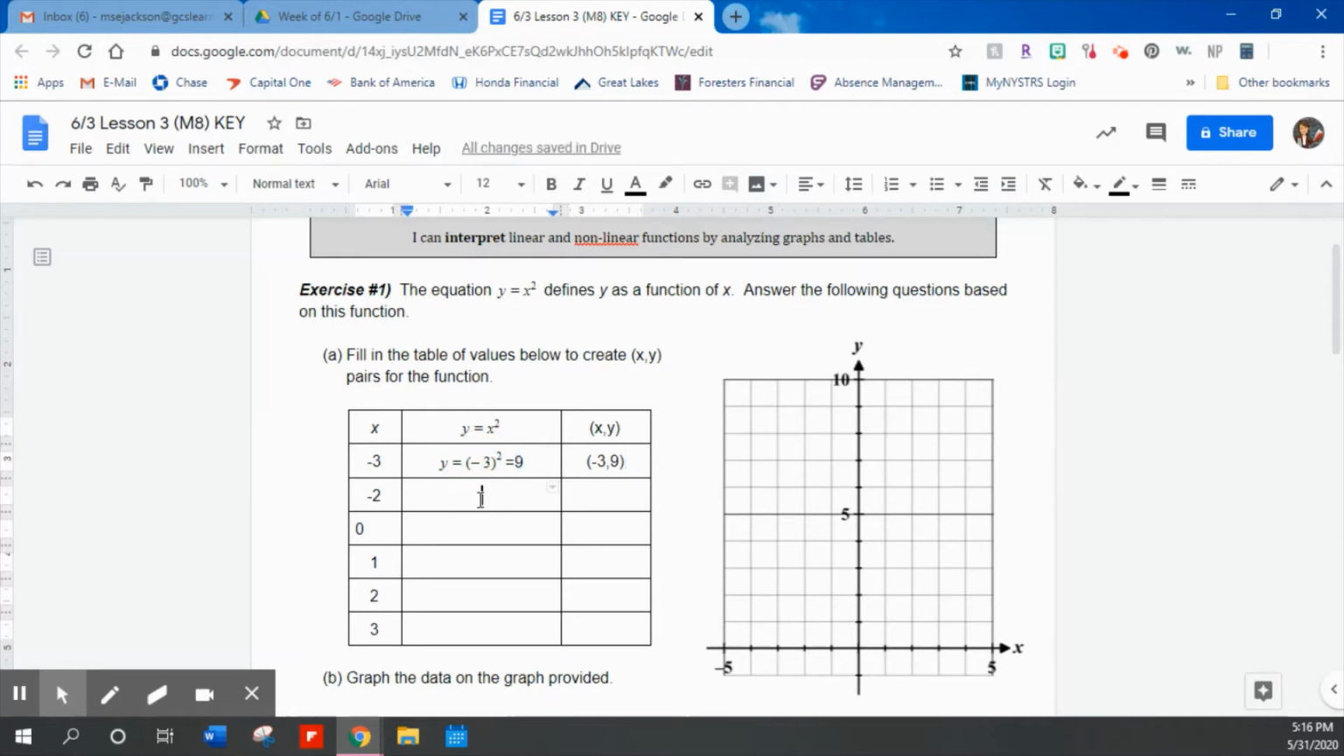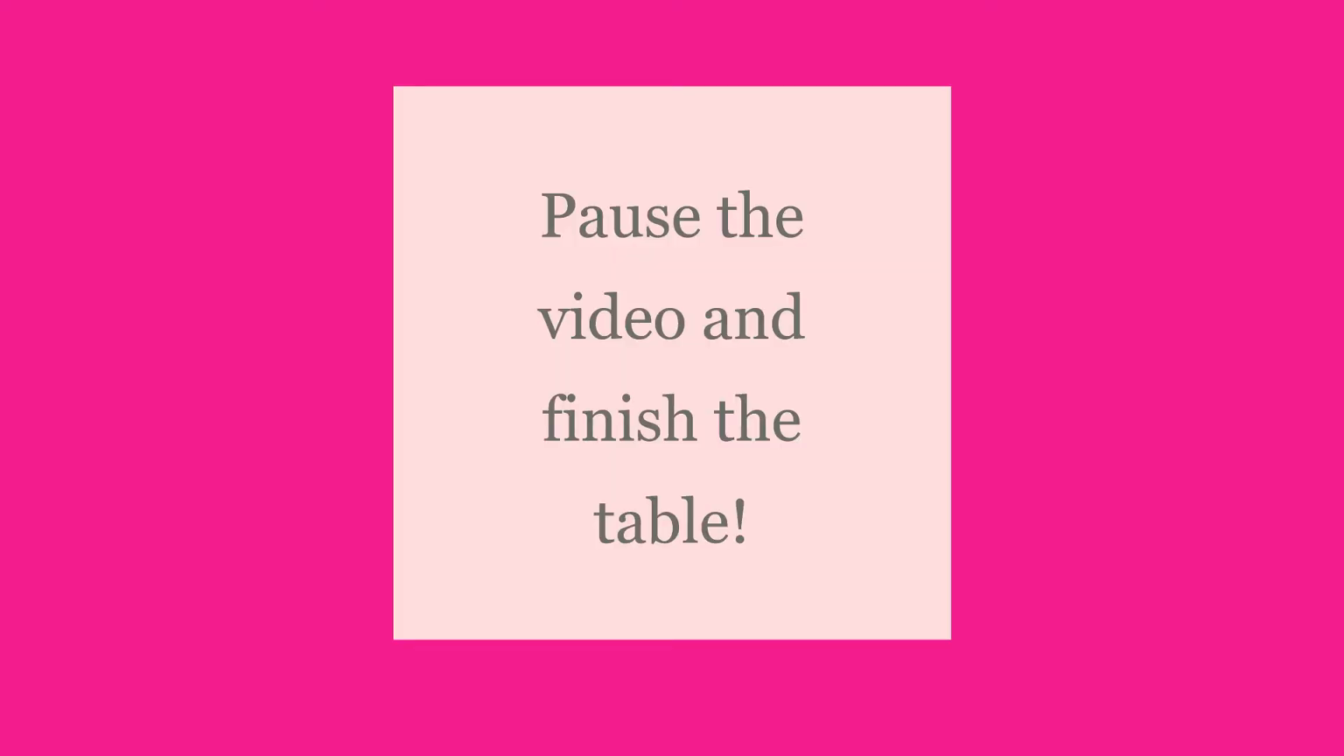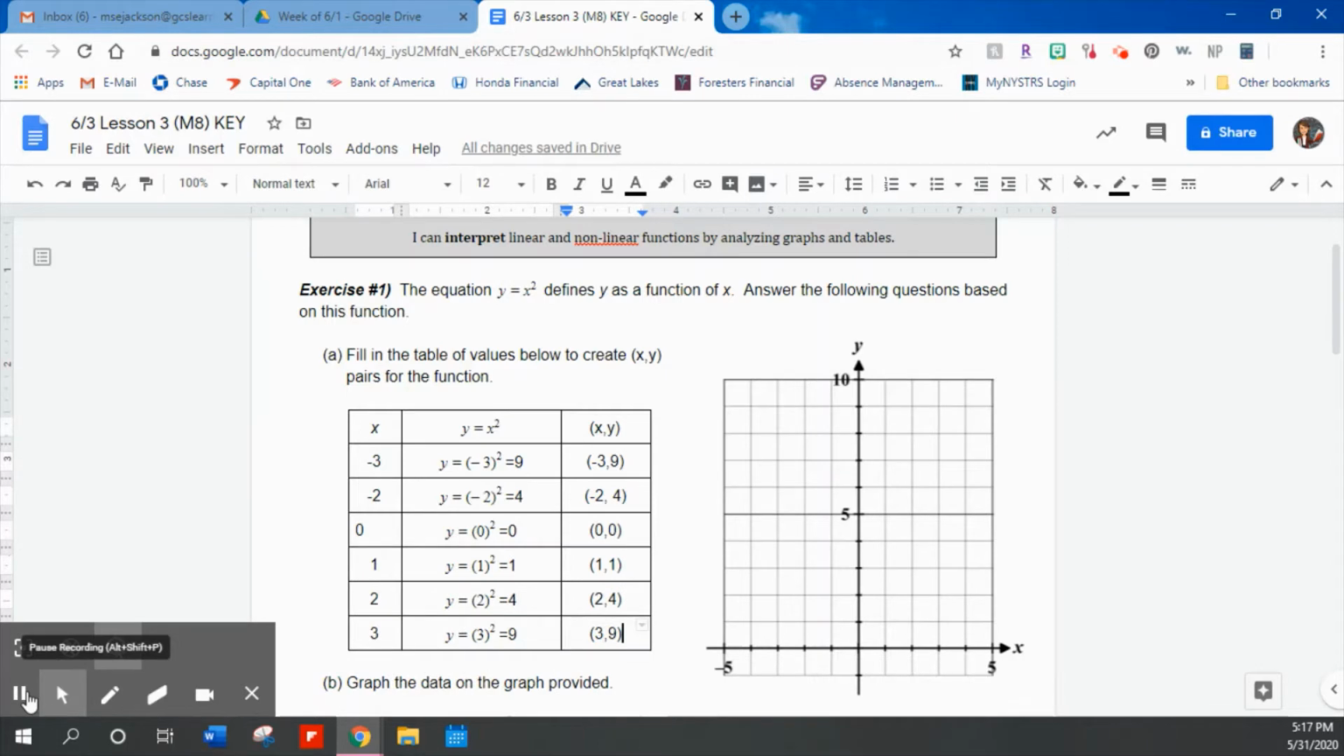So I'm going to do that again for the second one, except I'm going to plug in -2. -2 squared gives us 4. So my next coordinate would be -2, 4. I want you to do that for the rest of the table. Okay, check your work with my work.